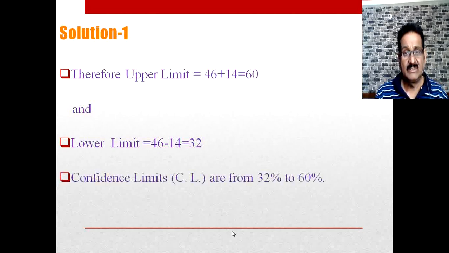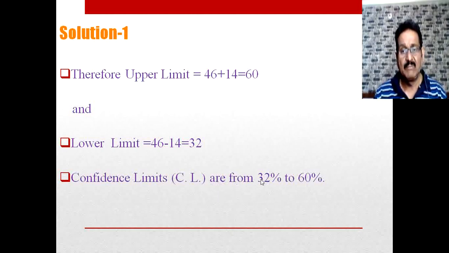So it leads to the conclusion that the confidence limits of the proportion are from 32% to 60% among children.